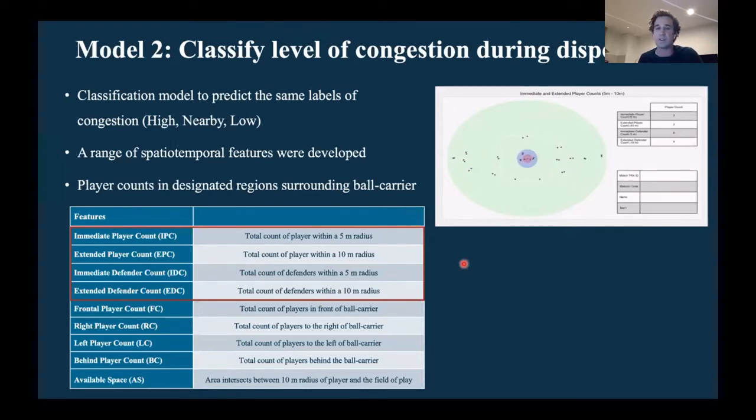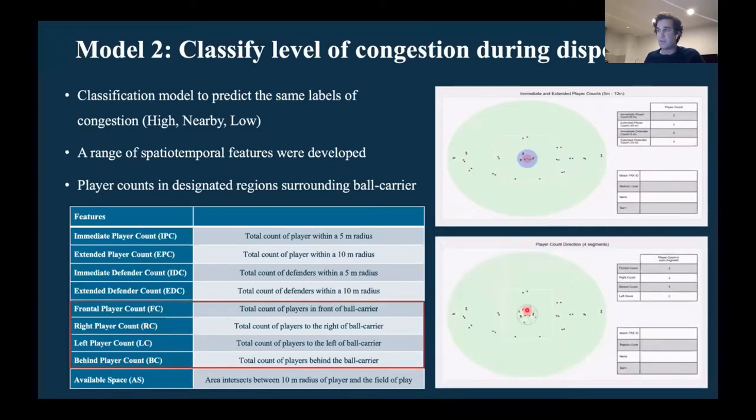If you've got a high number of teammates within close proximity, you may not be in congestion, so it's really to differentiate the number of defenders there. For the second set of features, we took the same radius but split it up into 4 quadrants, determined based on the direction of the ball carrier: frontal, to the right, behind, and to the left. Finally, the last feature was the area that intersects with the player. If you're on the boundary here, you have less room to move, so it determines how much space a player has to move within when he's on the boundary.